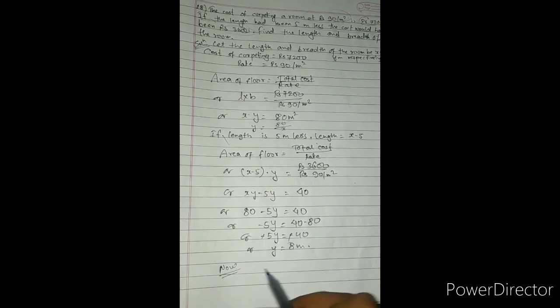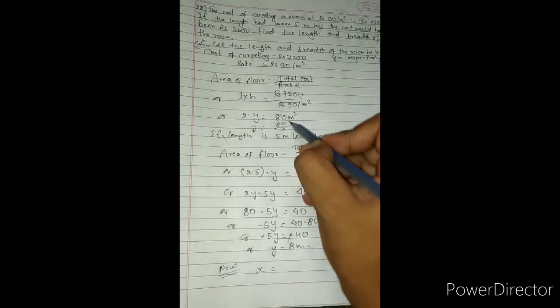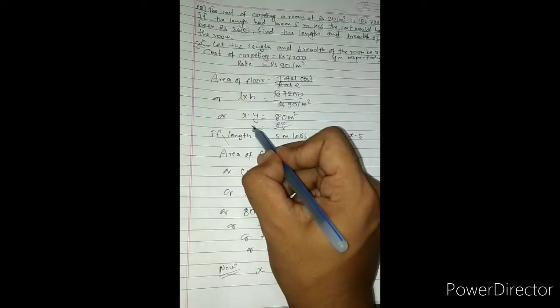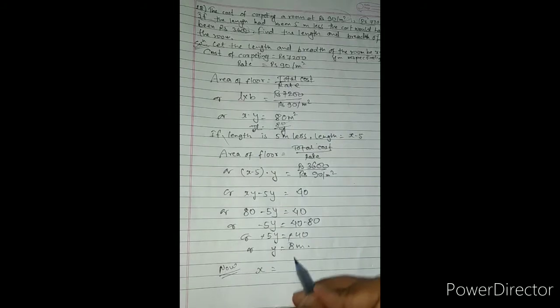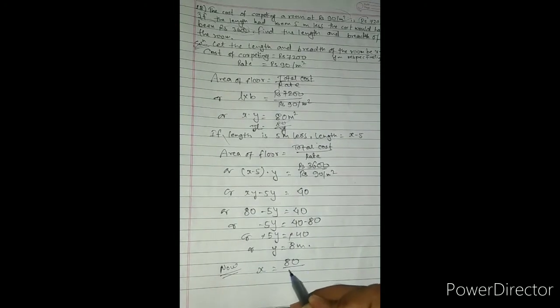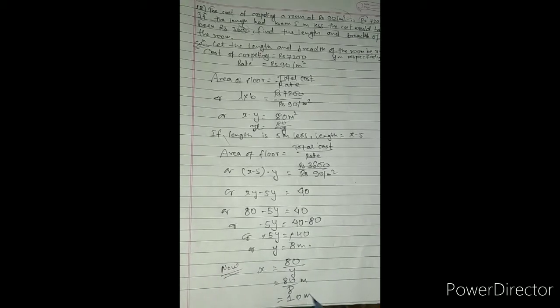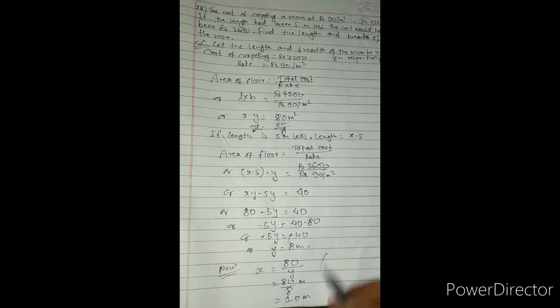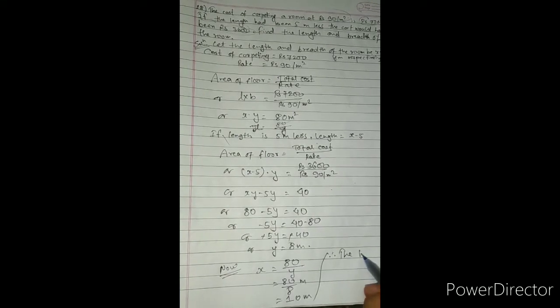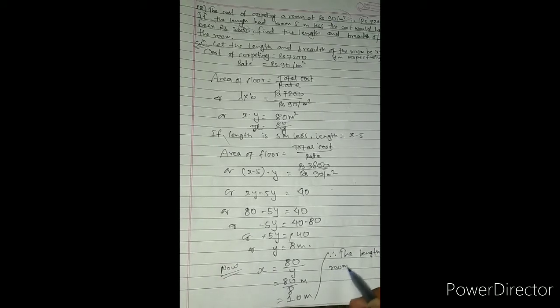Now what would be the value of x? x is equal to 80 by y. Here x is equal to 80 by y can be done, 80 by y, that means 80 by 8, which gives us 10 meter. Therefore the length of the room is 10 meter and breadth is 8 meter.